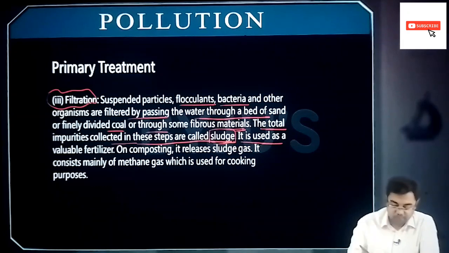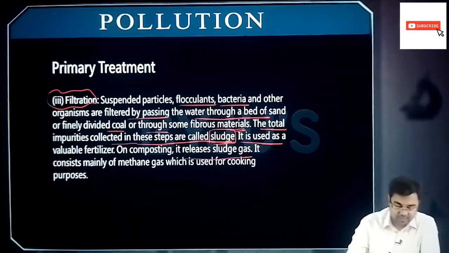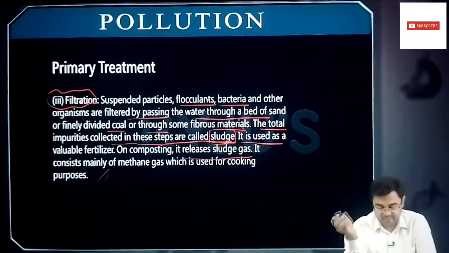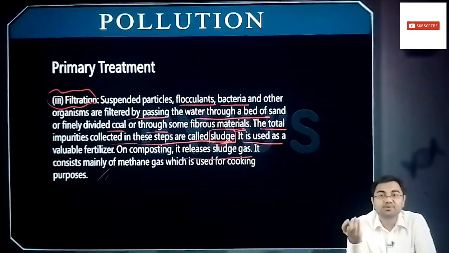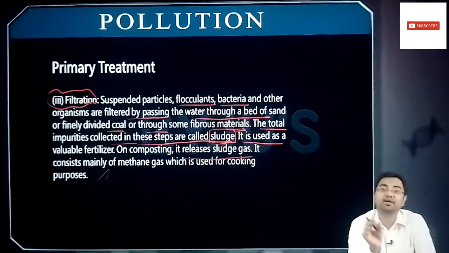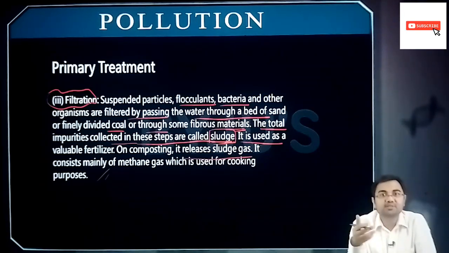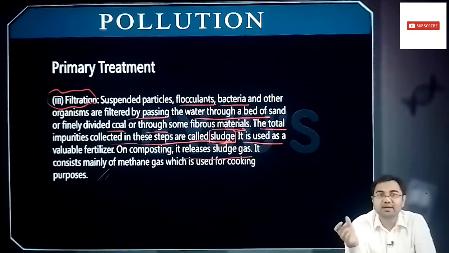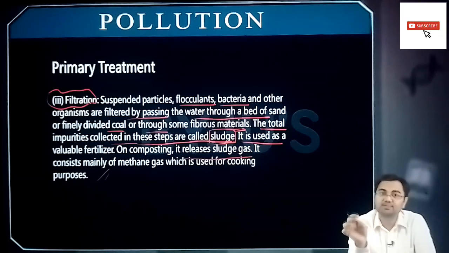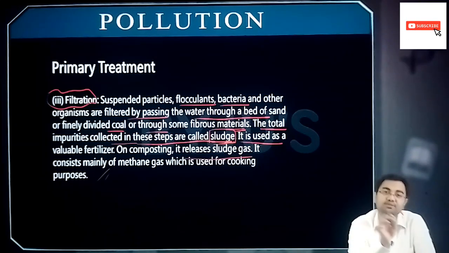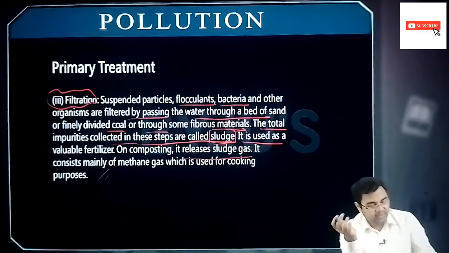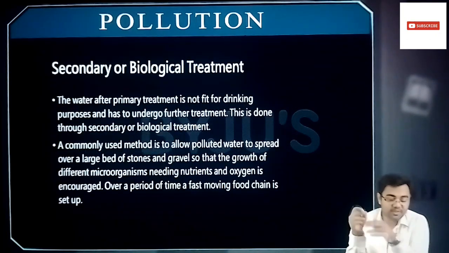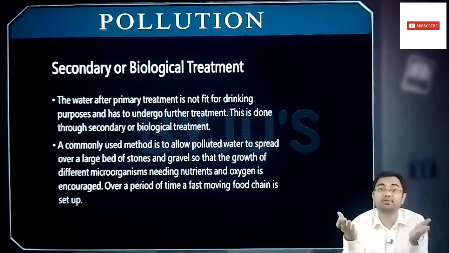So on composting, it releases sludge gas and it consists mainly of methane gas, which is used for cooking purposes. So what is composting? Composting is the action of anaerobic bacteria. This releases the sludge gas, and this sludge gas mainly contains methane, and this methane can be used for cooking purposes.